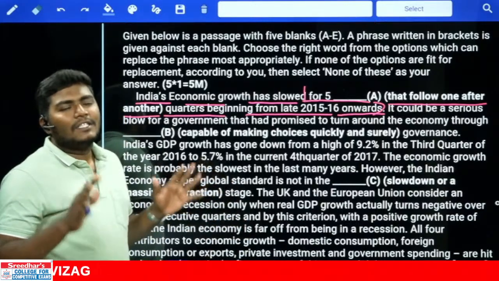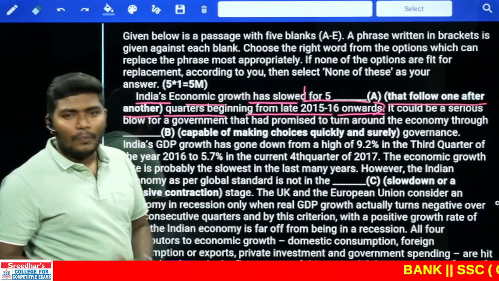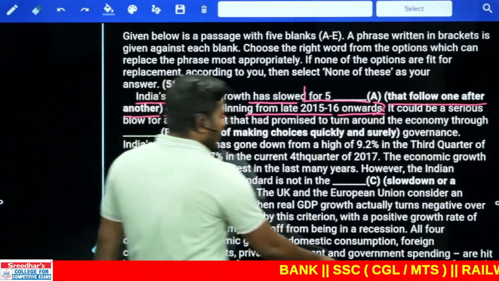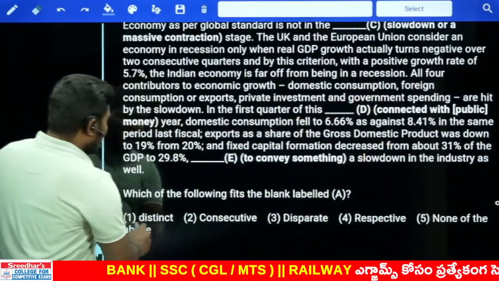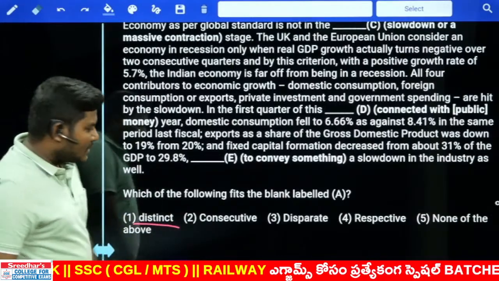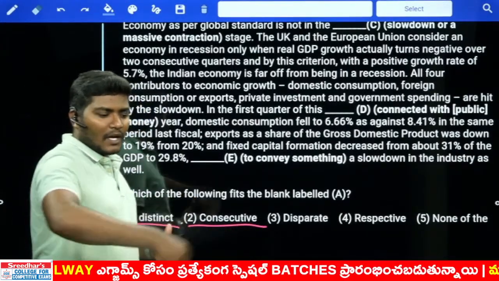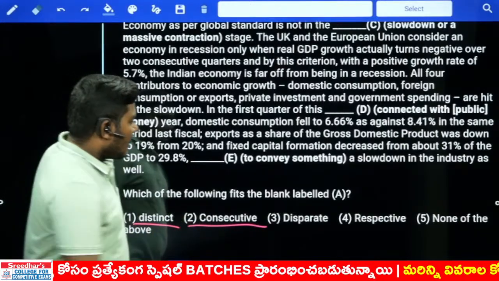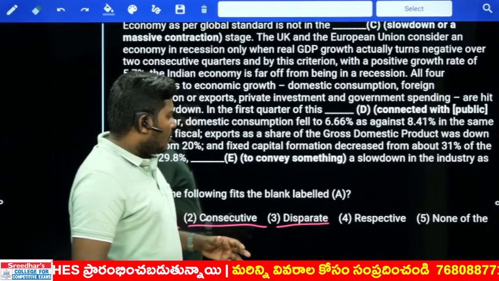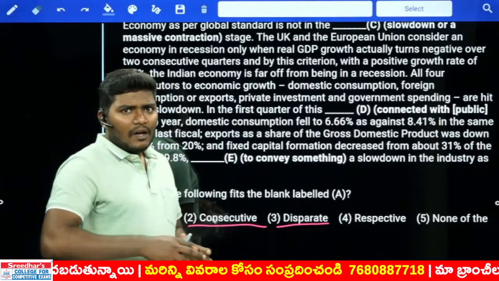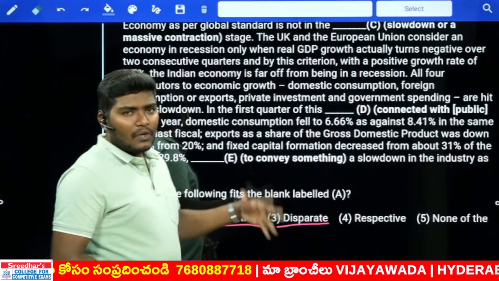We always see this type of statements in our editorial sessions, in our Hindu papers regularly. Let's try to find out the options. What are the options given? Look at the first word. What is the first word? Distinct. That's something that is very clear. Consecutive quarters, consecutive years. That means year by year, every year. That is the meaning of that. Next, what is the third one? Desperate. Somebody who is away from the originality, somebody who is very sad.